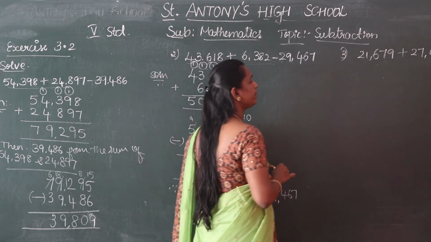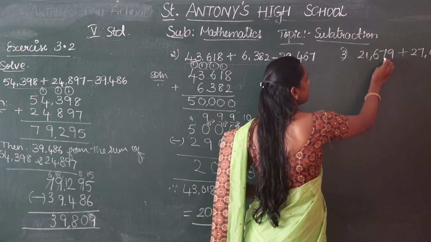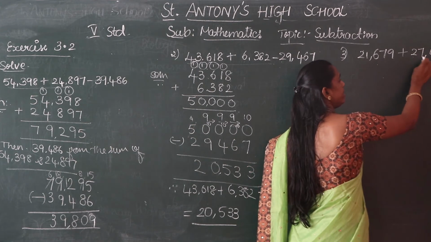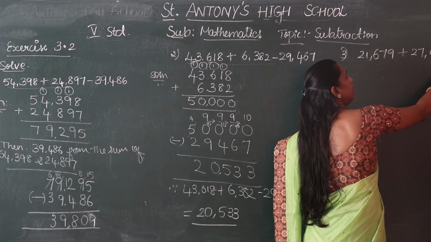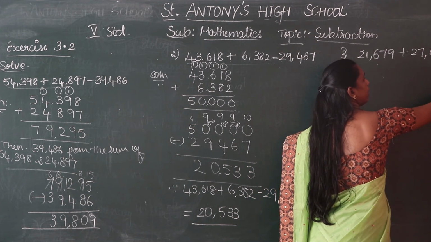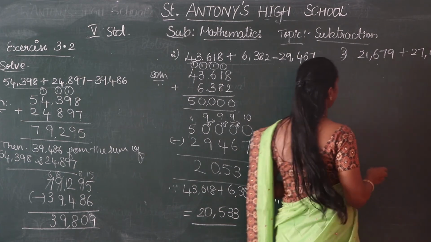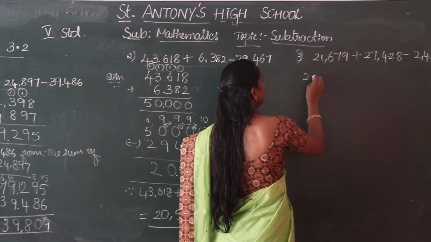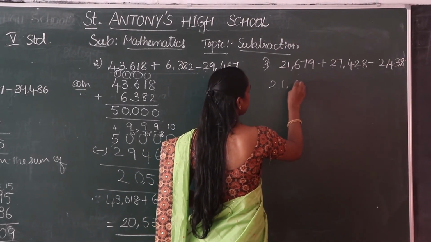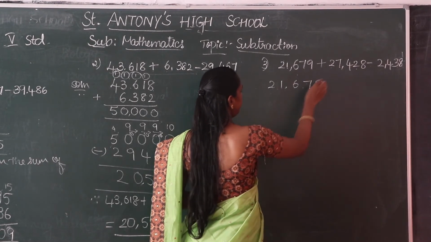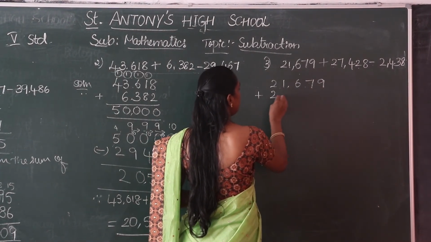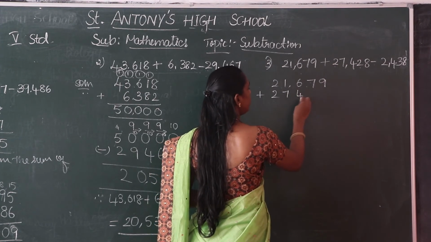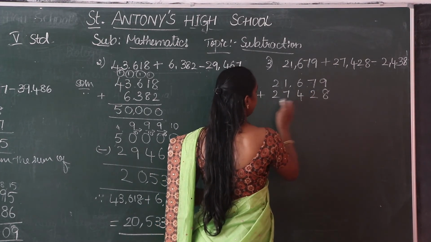Next sum is 21,679 plus 27,428 minus 2,438. First do the addition. 21,679 plus 27,428.